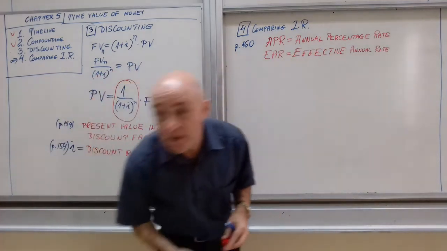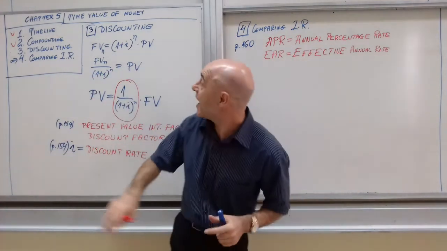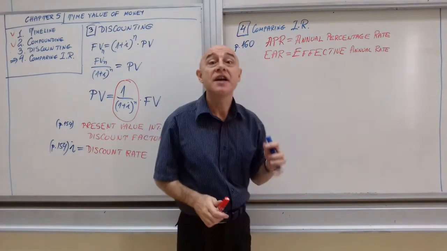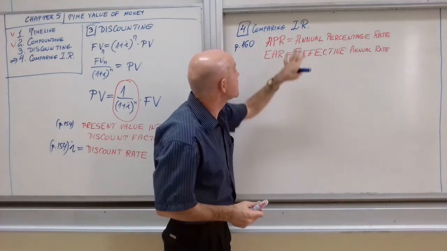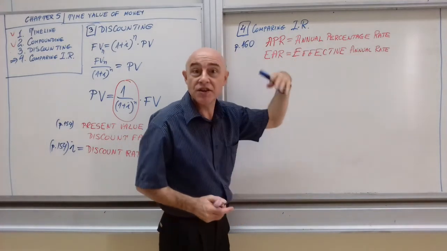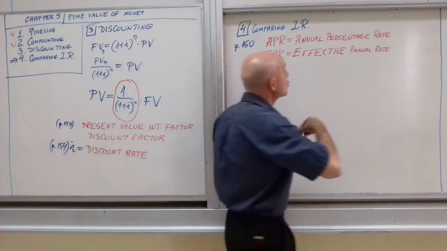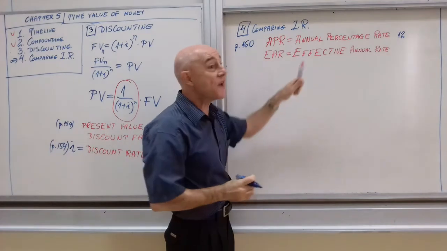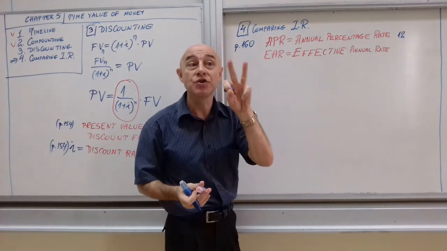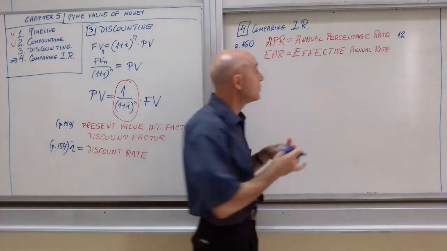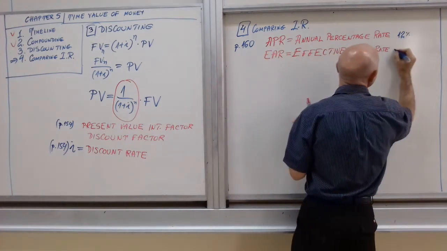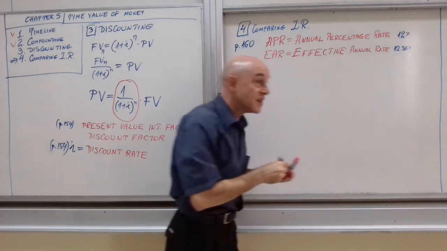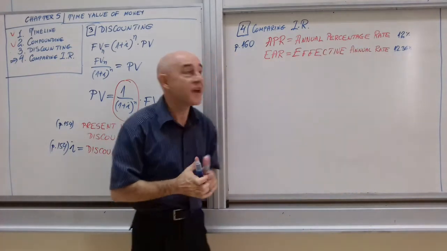Alright, so what does it mean? It means what I was already explaining before with my calculation. It means that if the annual percentage rate is 12%, the effective rate, if it's compounded twice, will be 1236. So now let's try and explain a little bit.